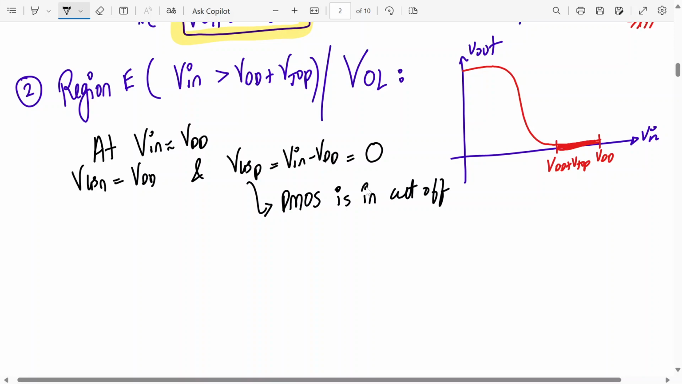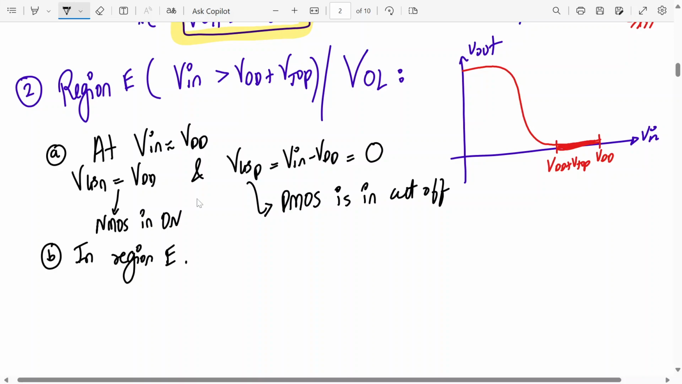So whenever VGSP becomes 0, my PMOS is in cutoff mode of operation. Of course, the NMOS transistor is still on, but it doesn't matter, because if one transistor is off, the current flowing has to be 0. So this means that my NMOS is on. VGS is greater than VTN, or this is actually equal to VDD. Yes or no?